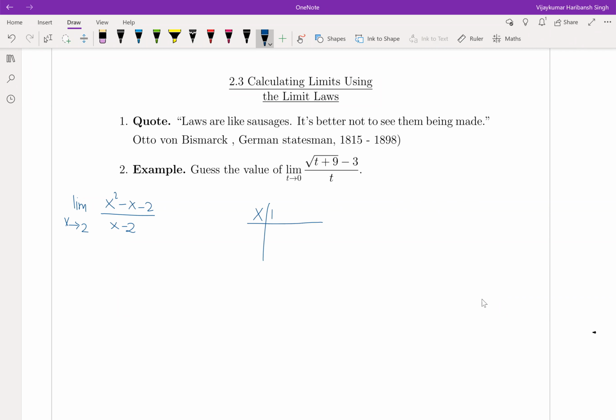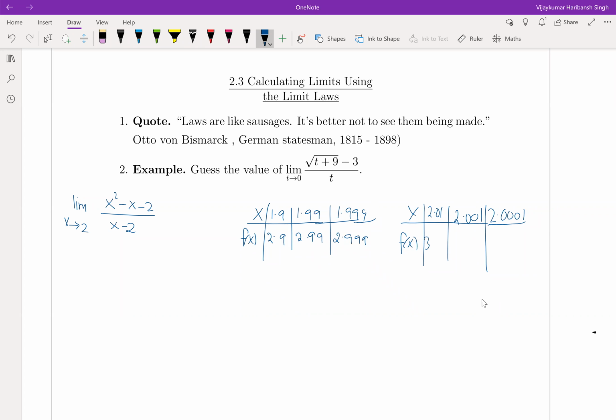So we took x to be 1.9, 1.99, 1.999, and then we went x going to 2.01, 2.001, 2.0001. So the idea was we went closer and closer to 2, and we tried to see where our f of x goes. If you recall, this was 2.9, 2.99, 2.999, and here we had 3.01, 3.001, and 3.0001, right? So this is how we found out the limit.